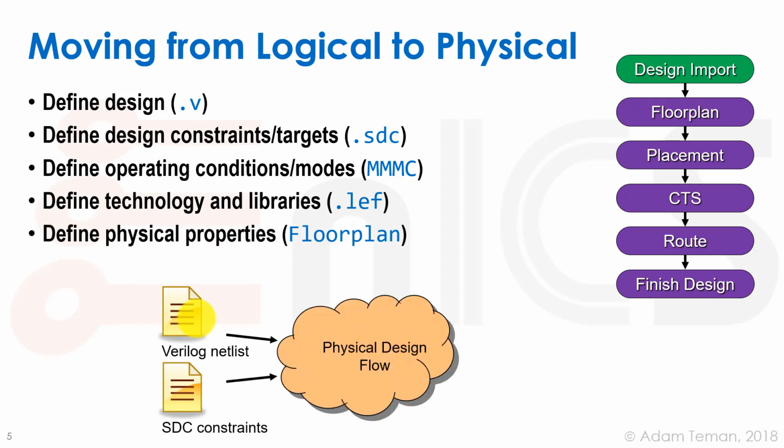Okay, finally we take our whole set of inputs and we define a floor plan, or the area that we want to put our stuff into and what it's going to basically look like. And now we can go into what's called the physical design flow. Once we finish the physical design flow, we'll get a detailed layout exported as a GDS2 file.